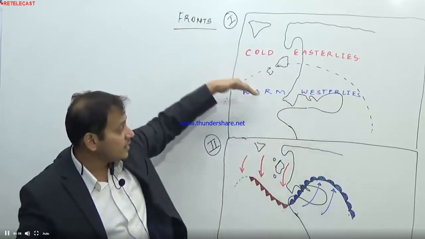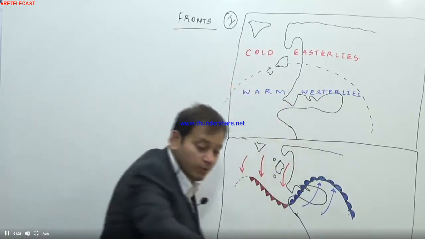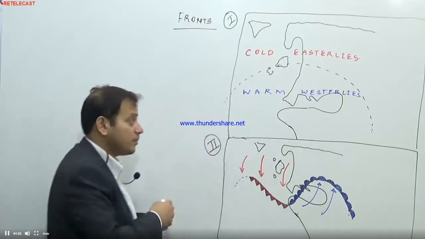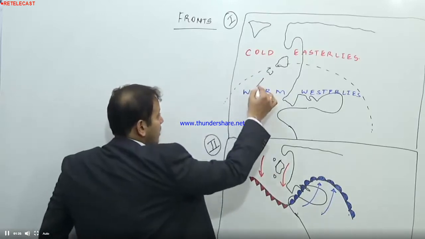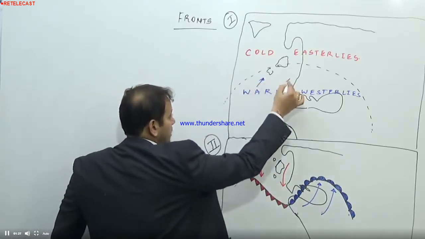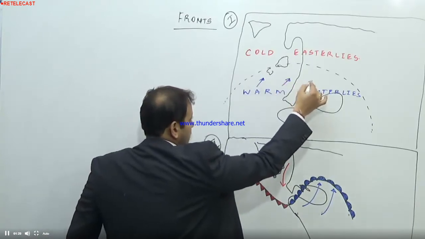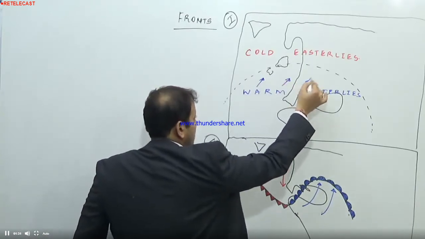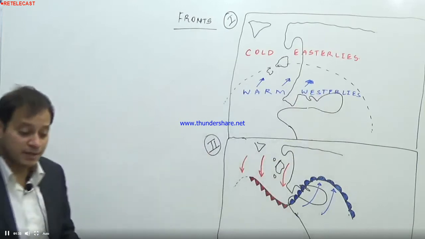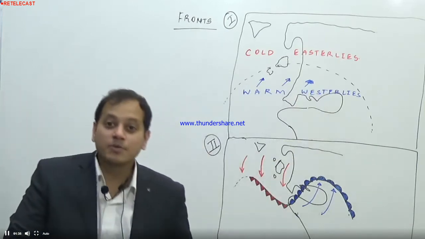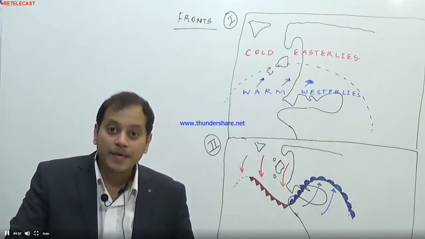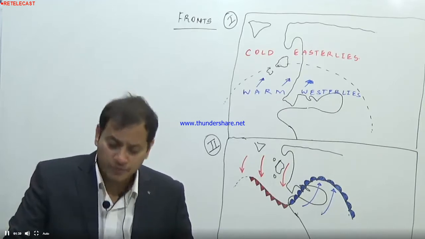In this, there is a warm westerly wind which is moving from the subtropical high pressure belt to the subpolar low pressure belt in this direction in the northern hemisphere. So these are westerly winds, and what are the characteristics of the westerly winds? Because they originate in the subtropical high pressure belt, they are obviously warm winds.